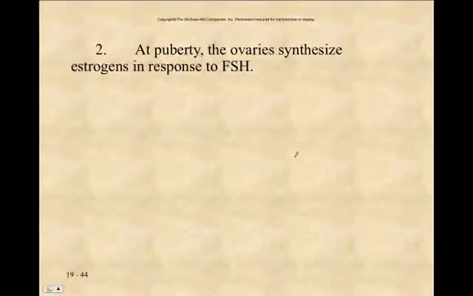Now, at puberty, the ovaries are going to be synthesizing estrogen in response to the follicle stimulating hormone. So remember, it's at puberty that females will start to release follicle stimulating hormone, and that follicle stimulating hormone will stimulate the ovaries to start producing estrogens.